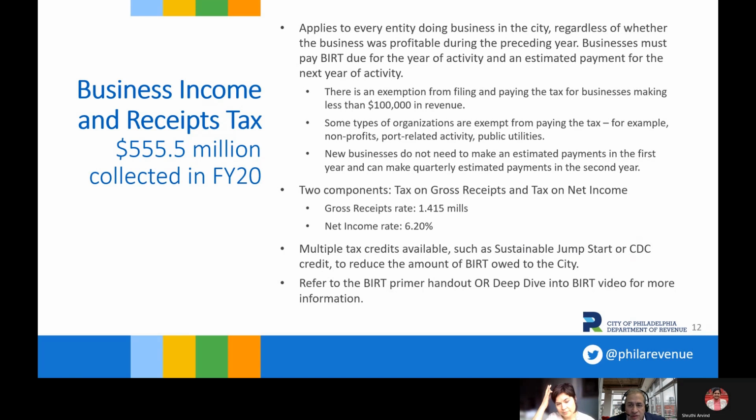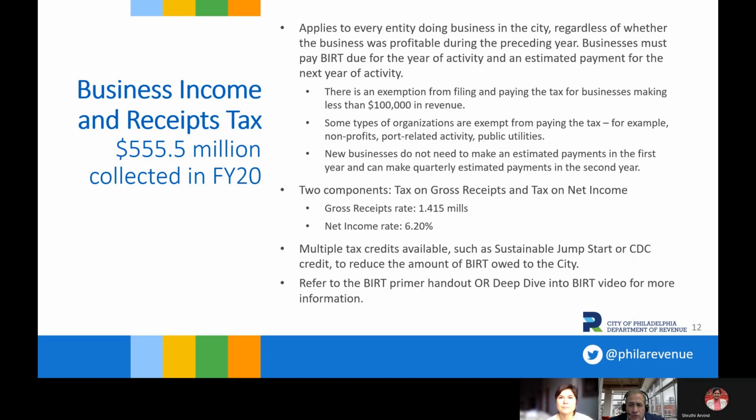There are two components to the tax, and even if a company is in a loss position, it must pay the tax on gross receipts. So the two components are a tax on net income and a tax on gross receipts. The most important thing to highlight here is that we have a $100,000 exemption, so that businesses making less than $100,000 in gross revenue do not need to file a complete return or pay the tax.